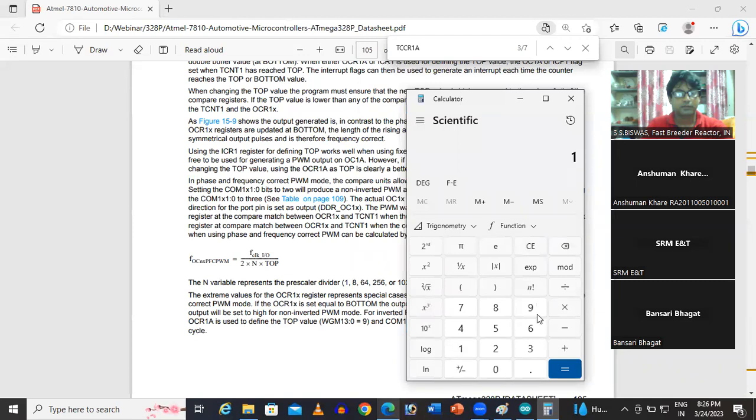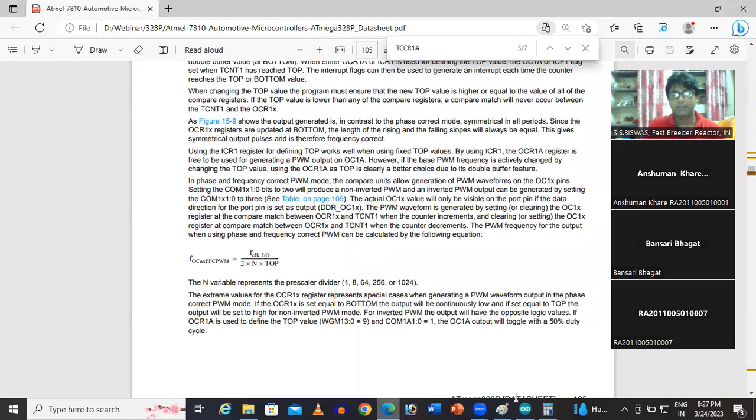So this is our crystal, 16 megahertz, divided by 2, divided by the prescaler, divided by the top value, which is 10-bit resolution, is this one. So the frequency of the PWM will be 7.8125 kilohertz. This is a simple calculation for the PWM frequency.